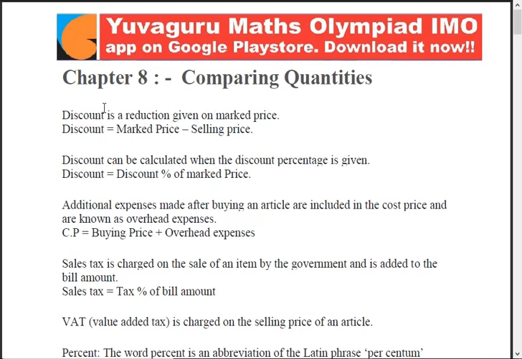Whenever you go to the market to buy any product, say cooking oil, generally there is a discount. The marked price is heavy, then you say give me some discount and he'll give you a discount of 20-30 rupees roughly. So discount equals marked price minus selling price. That difference is known as the discount. This discount can be calculated when discount percentage is given. So discount equals discount percentage of the marked price.